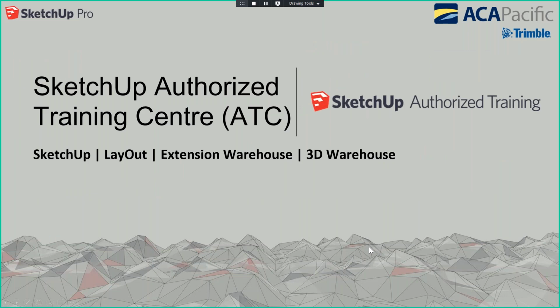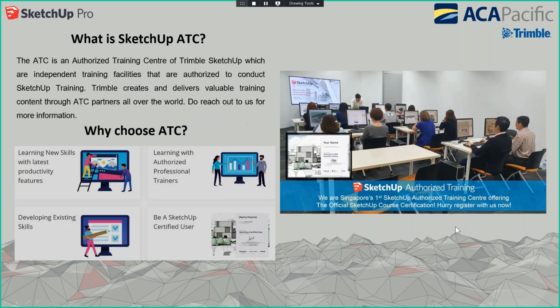Okay, so now moving on, I want to talk about the SketchUp Authorized Training Center, the ATC. So what is SketchUp ATC? The ATC is an authorized training center of Trimble SketchUp, which are independent training facilities authorized to conduct SketchUp training. So ACA Pacific is the authorized training center appointed by Trimble in Singapore, and we do provide the SketchUp Essential Authorized Training. So why choose the ATC is because you can learn new skills and figure out all the latest productivity features of SketchUp. You can learn with authorized trainers.